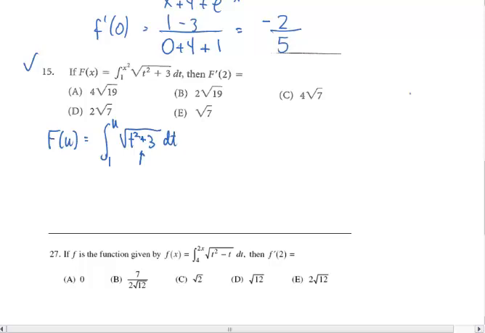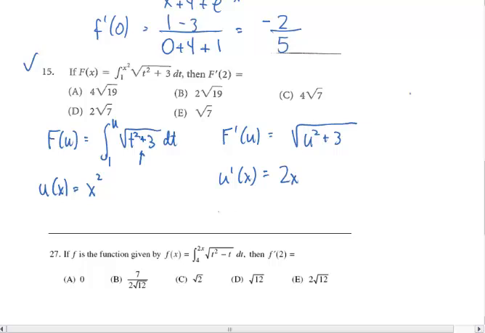The first derivative taken will just get rid of the integral symbol, and I want to write u as a function of x equal to x squared. So we definitely have a chain rule going on here. The derivative at u is going to be just what was on the inside of the integral. So it's going to be the square root of u squared plus 3. And the u prime is going to be 2x.